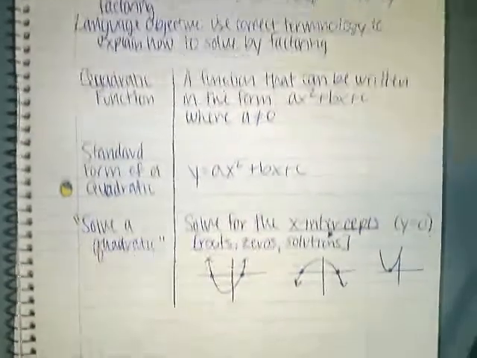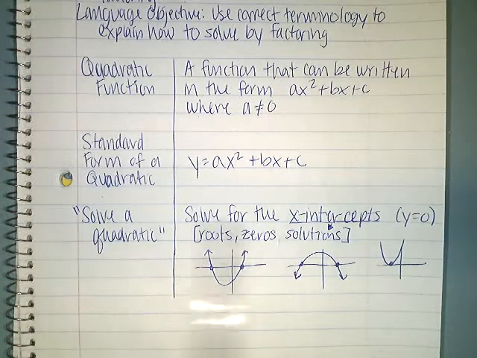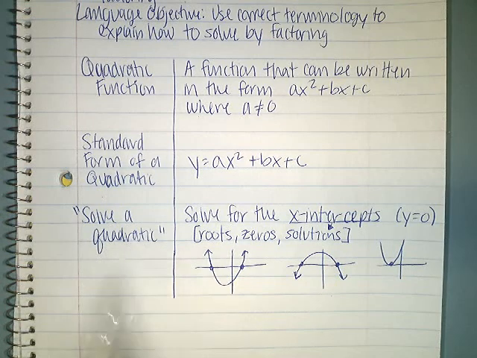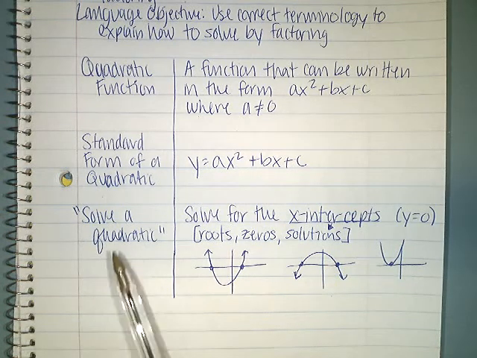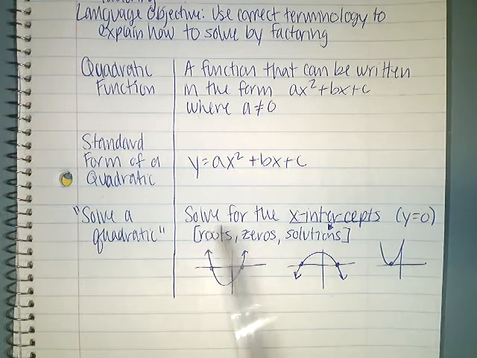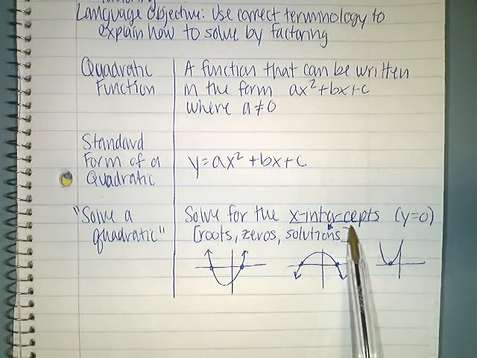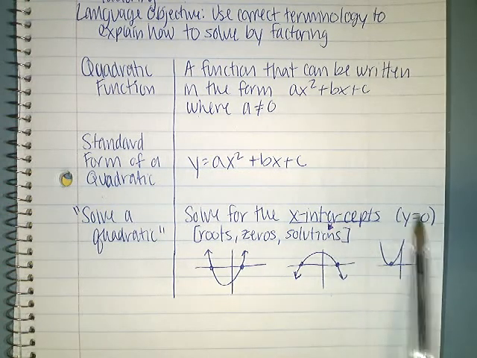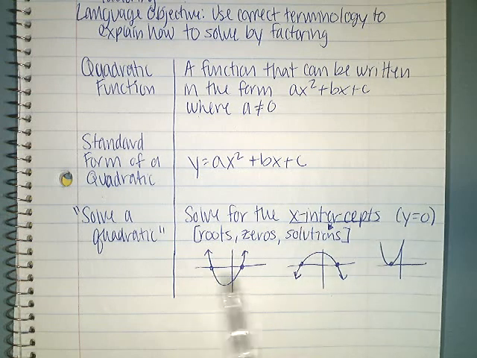And most importantly, for this section of Unit 4, so 4B, we're going to be learning how to solve quadratics. One key phrase that we'll be seeing is solve a quadratic, and that is asking you to solve for the x-intercepts of that quadratic. So that's when y equals 0. x-intercepts is when it crosses the x-axis.